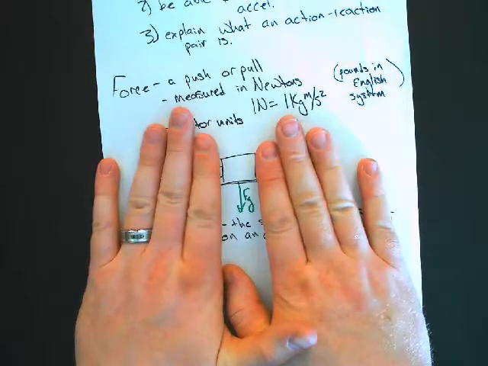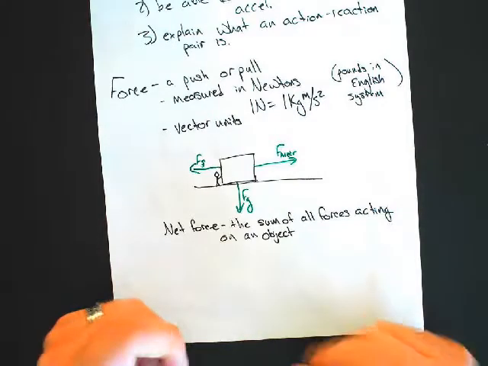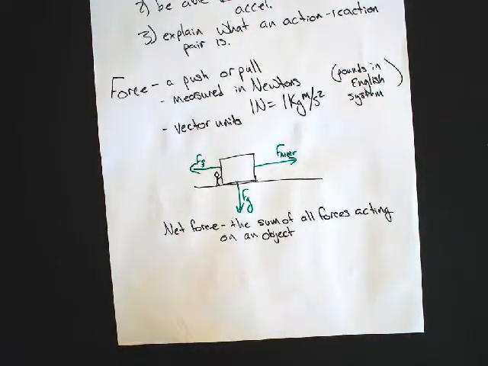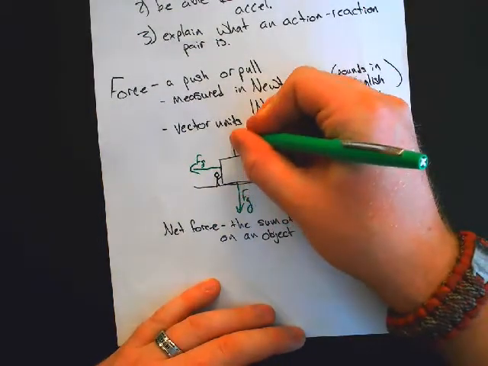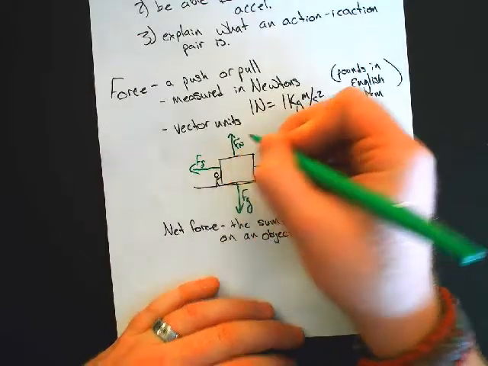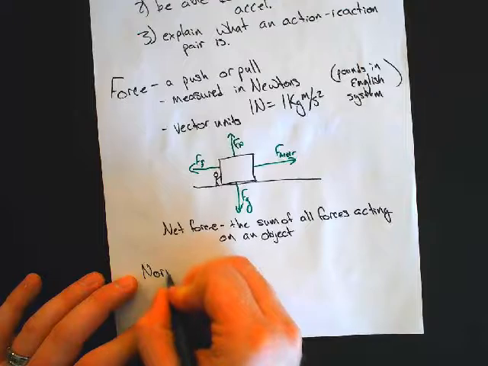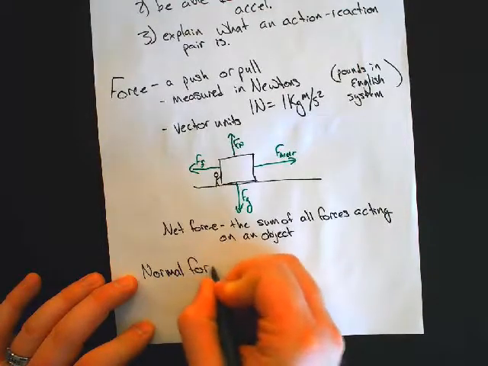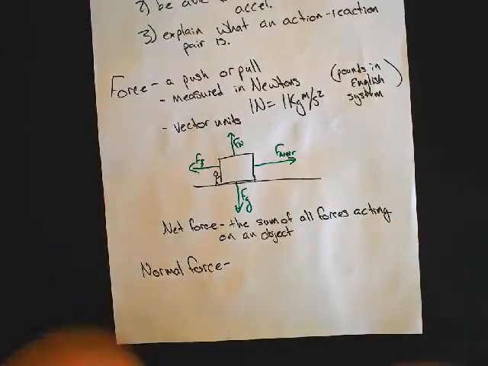So anytime an object is not moving, or rather I should say not accelerating in a specific direction, forces in that direction must be balanced. So there's a force acting up here, opposing gravity. We call that a normal force. A normal force is a force that exists perpendicular to the plane of contact between two surfaces.